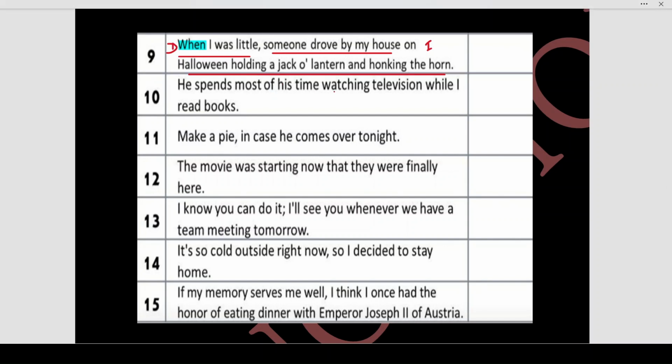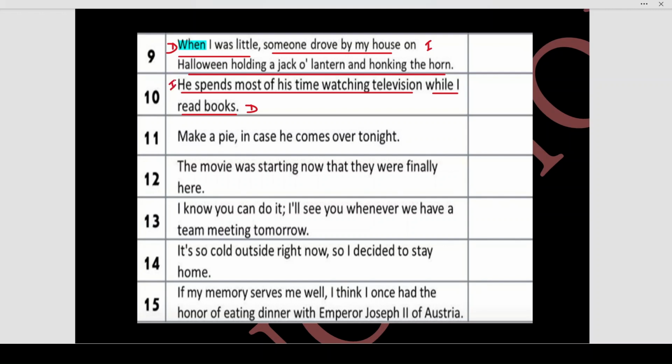He spends most of his time watching television. Okay, he spends most of his time watching television while I read books. Now, "while I read books" doesn't make any sense on its own. So this is the dependent clause. And "he spends most of his time watching television" makes sense on its own. Therefore, it is an independent clause.